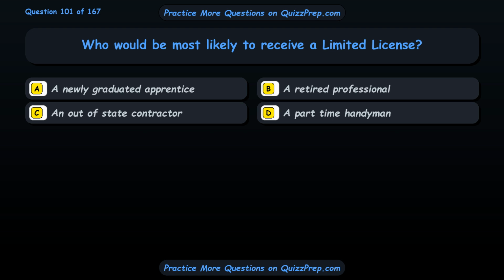Question 101. Who would be most likely to receive a limited license? Option A, a newly graduated apprentice. Option B, a retired professional.